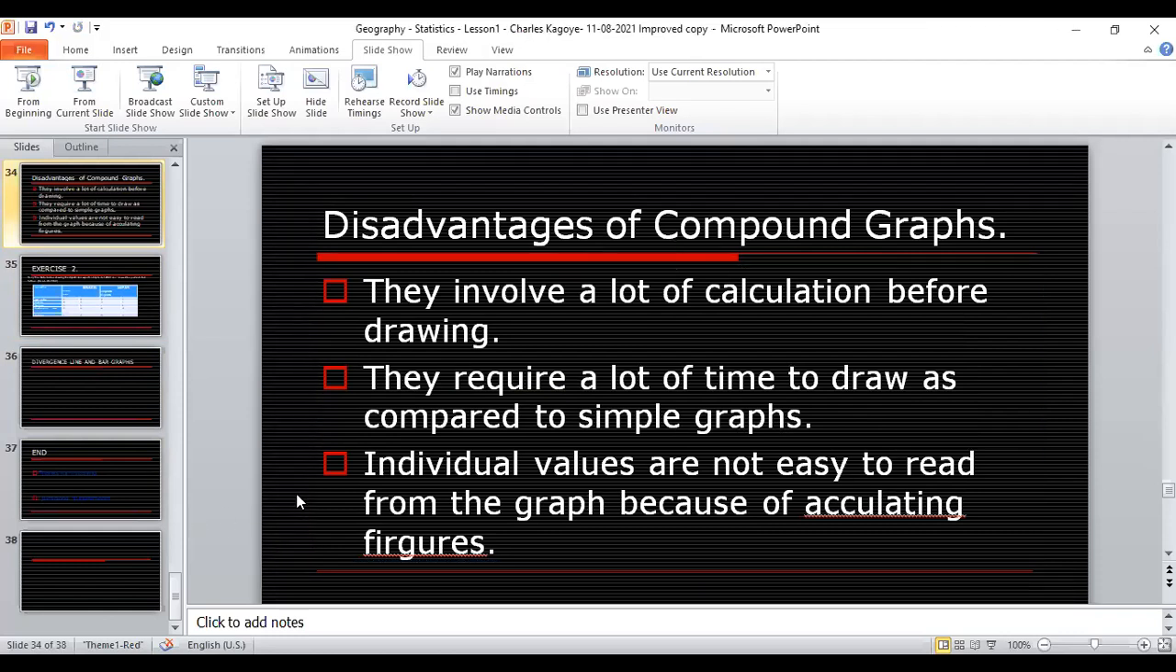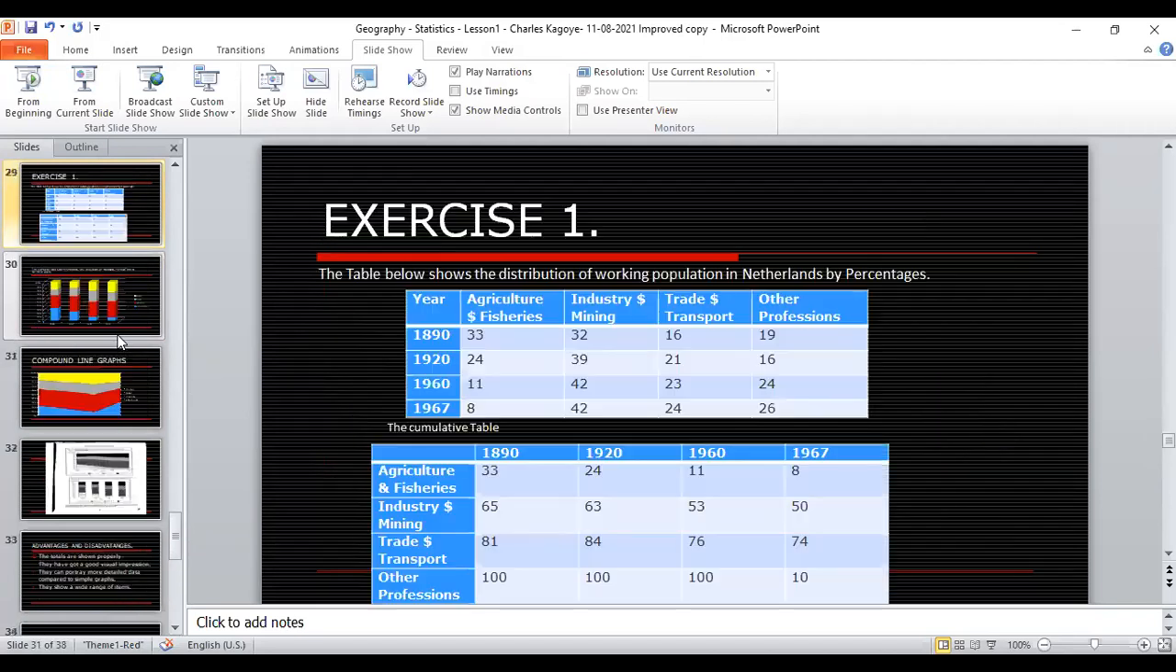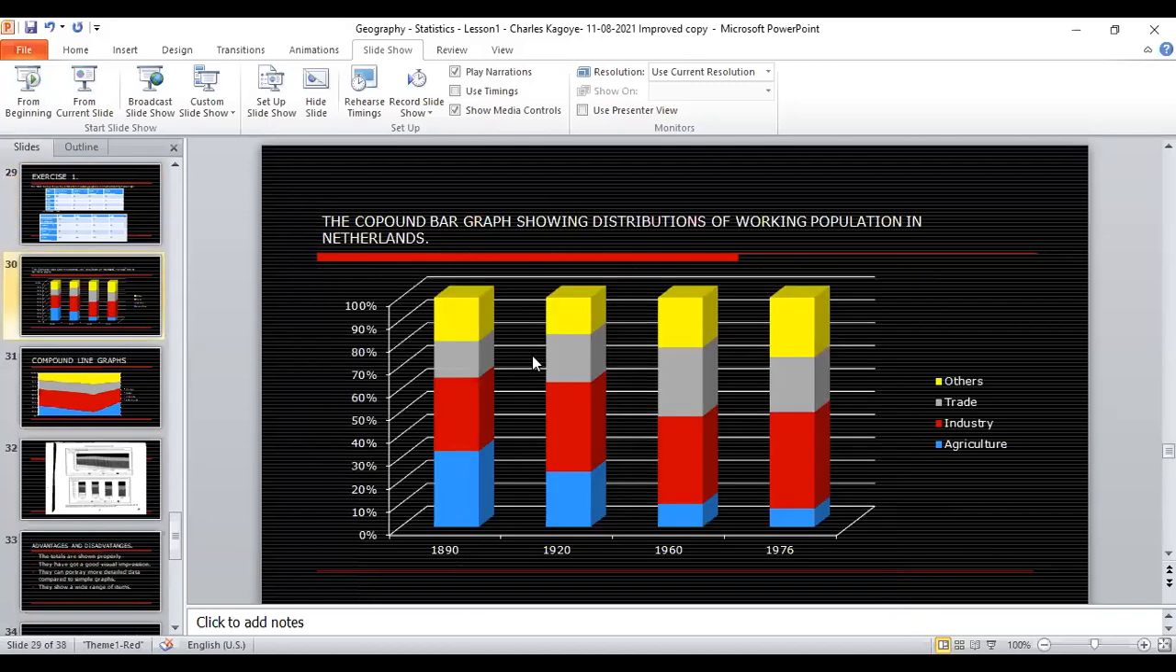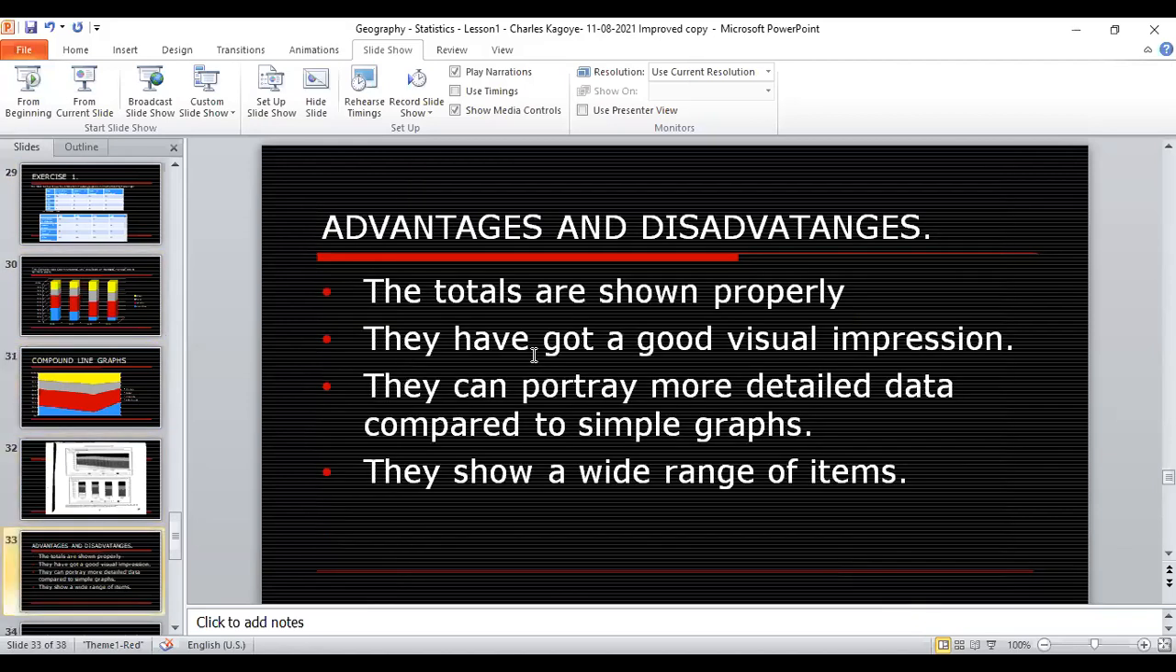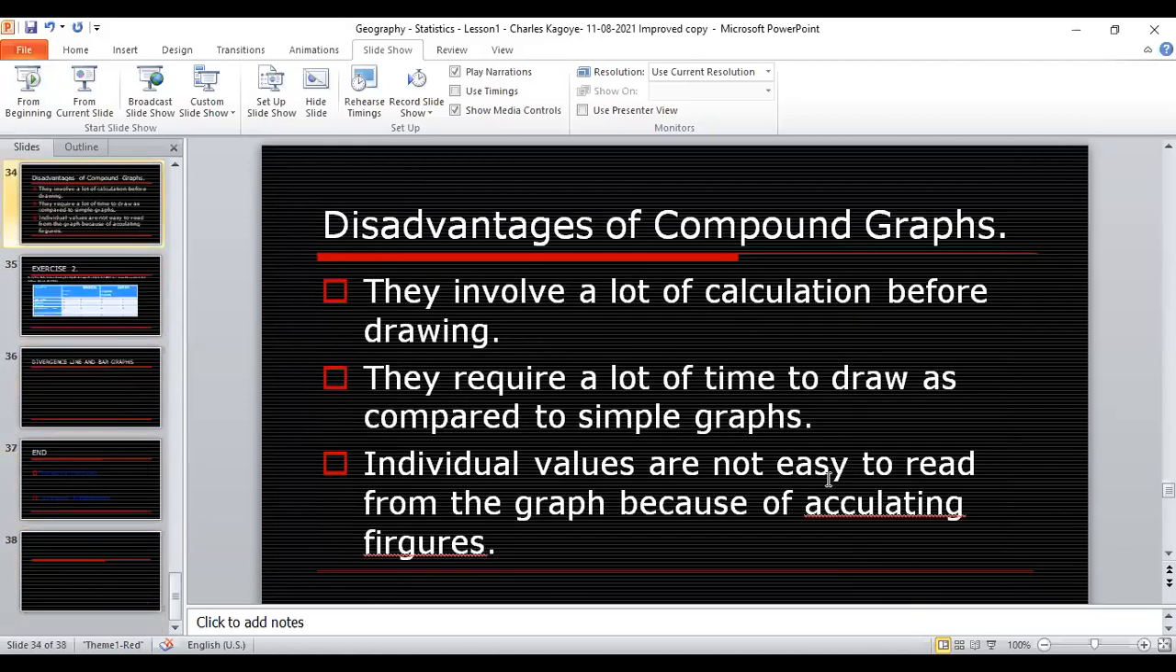Then individual values are not easy to read from the graph because of accumulating figures. Remember when we were working these out, we only used this. In the cumulative, you cannot see this. You only see this and 65, but you cannot know that this is now 33 adding on to this one. So that's what we are saying as the disadvantage, that it becomes hard.